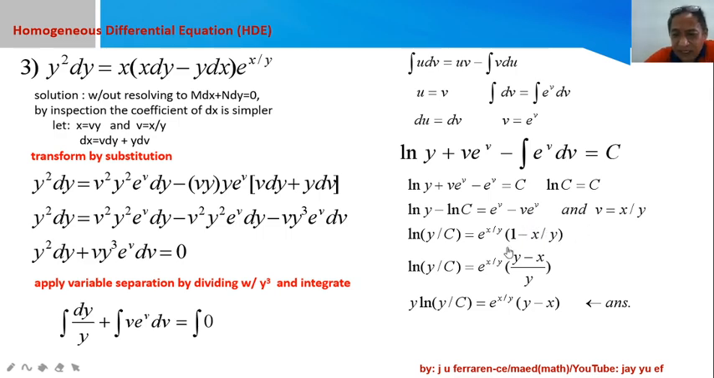Now, these terms here, one is fractional. Combining them as one, take the LCD. So this is y minus x, correct? With y as the denominator. So simplifying further, multiplying with y, I have my y associated with my ln of y over c. So the right side is the exponential of x over y, multiplied with y minus x.